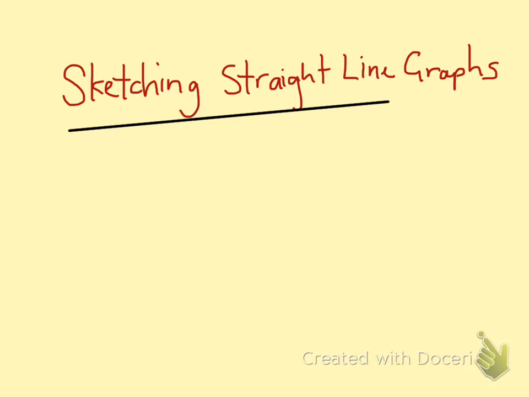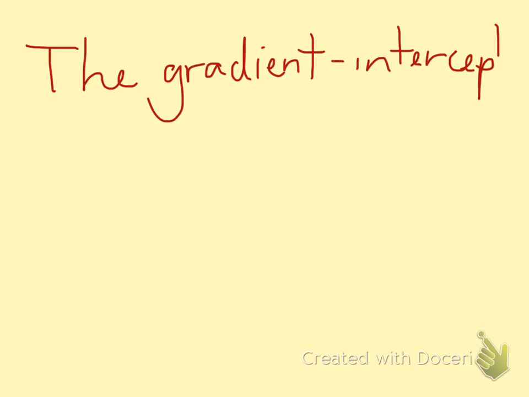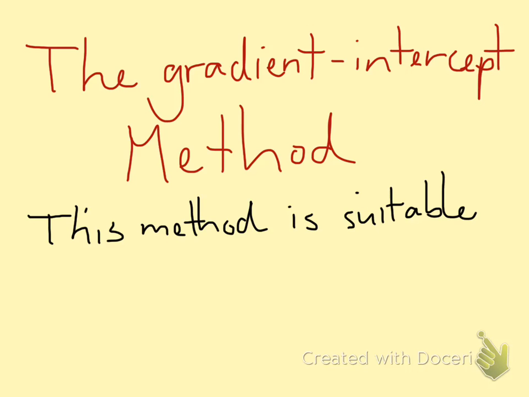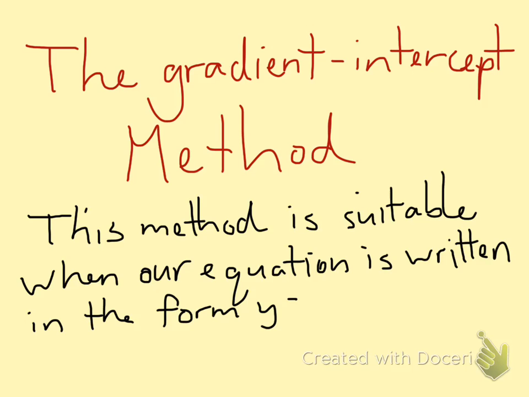In today's lesson we're going to look at how to sketch straight line graphs. Now there are a couple of methods that we can use to sketch straight line graphs. The first of these is called the gradient intercept method. It probably should really be called the gradient y-intercept method. And this method is suitable when our equation is written in the form y equals mx plus c.